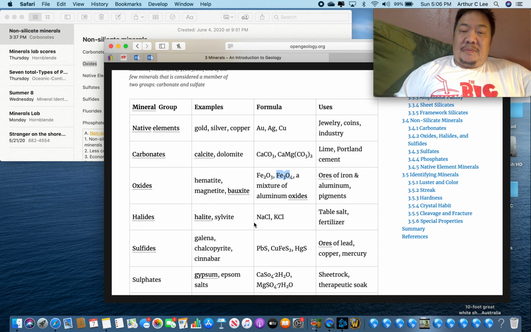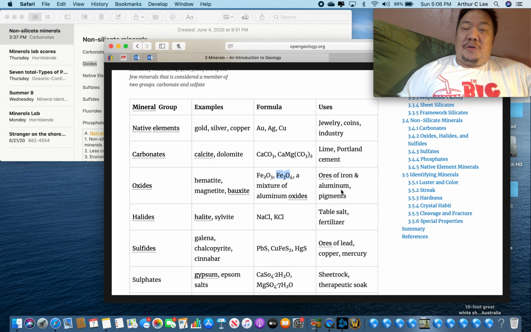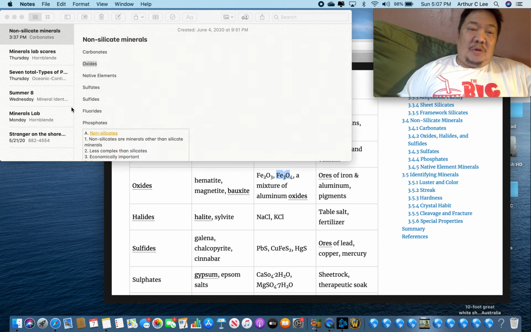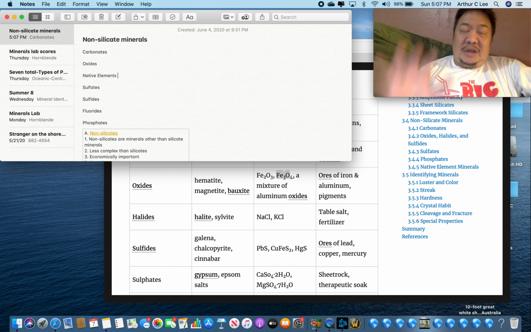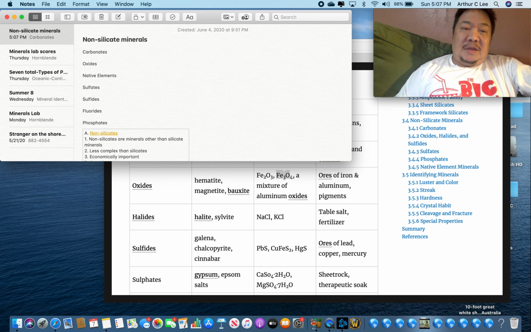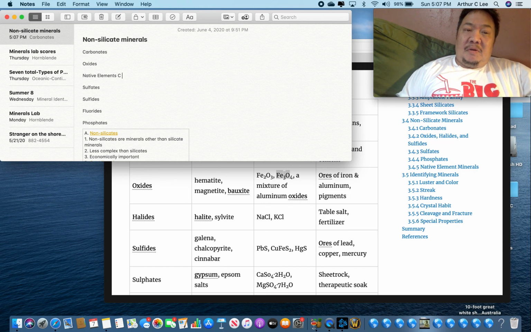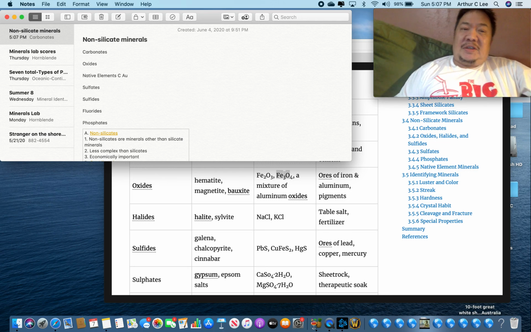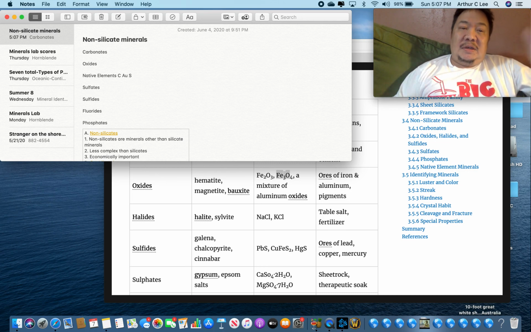A lot of them are used to make metals. Iron, aluminum, tin, etc. Third type of mineral we want to learn about is a native element. A native element is a mineral that's just one element all by itself, such as diamond, which is carbon, C. Graphite's also carbon. Or gold, Au. Or sulfur, S. One element all by its lonesome, not bonded to any other elements or compounds, it is a native element.